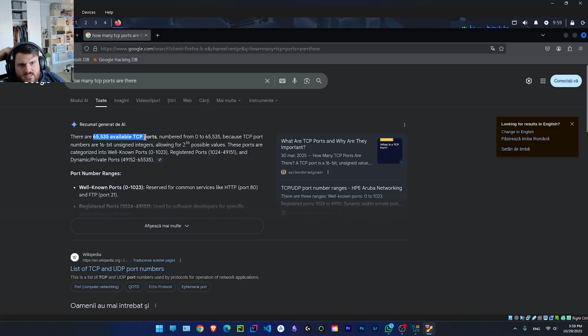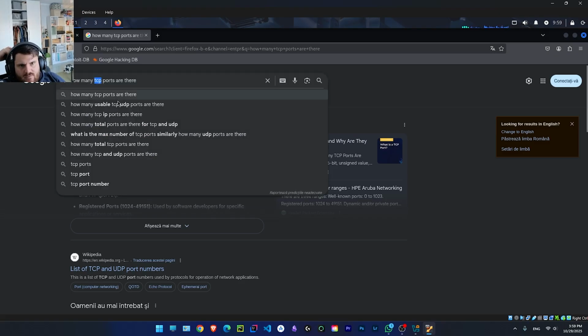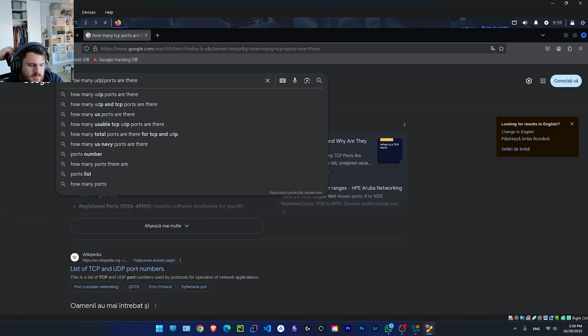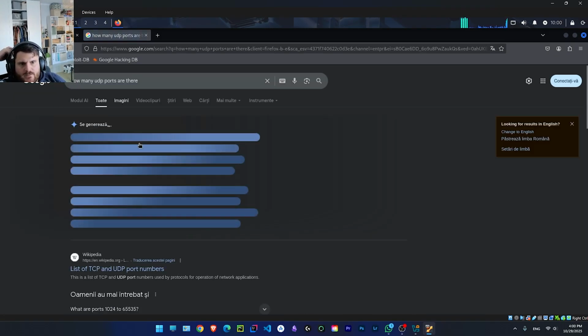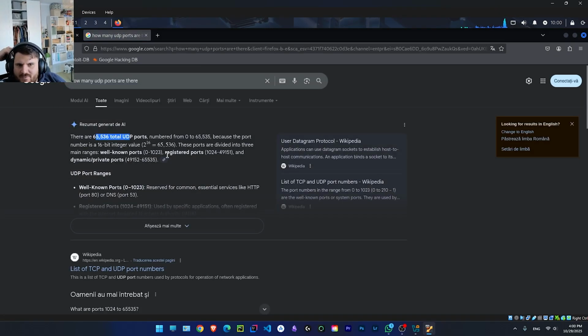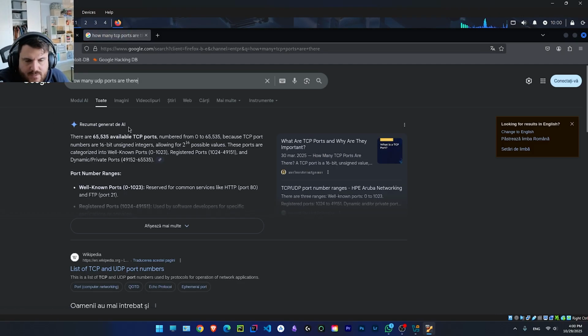So there is your answer. And if we say UDP, we will find the same answer, right? Because these are two protocols used by the transport layer in the OSI and TCP/IP models.